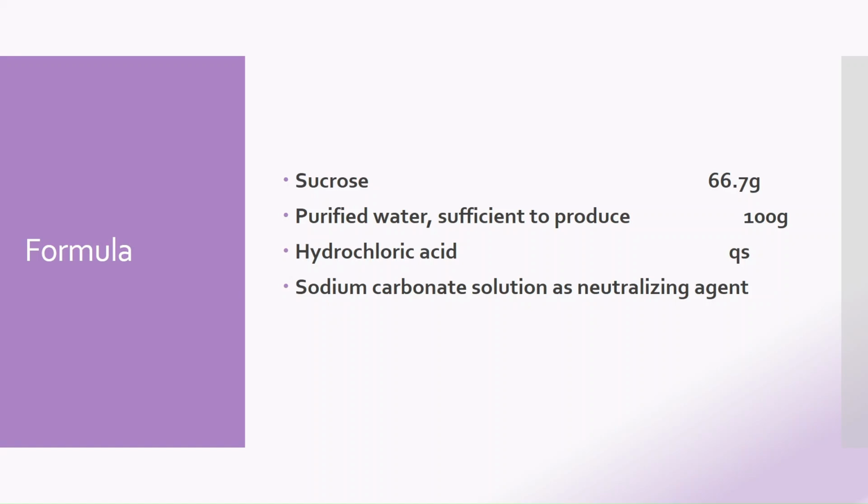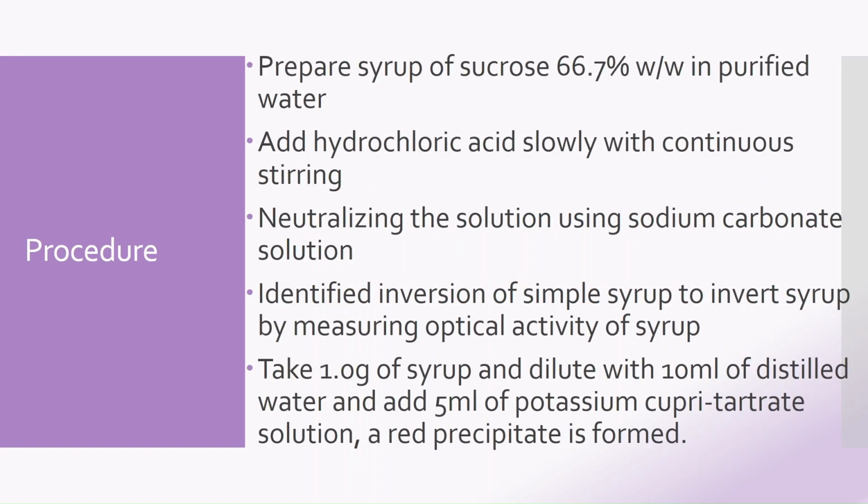What's our formula? We need sucrose, 66.7 grams. Purified water, sufficient to produce 100 grams. Then hydrochloric acid, which is coming in to hydrolyze, please. QS is a given quantity that is able to hydrolyze completely our sucrose to D-glucose and D-fructose. Are we together? QS to a specific quantity. And then sodium bicarbonate solution, which is coming in as a neutralizing agent.